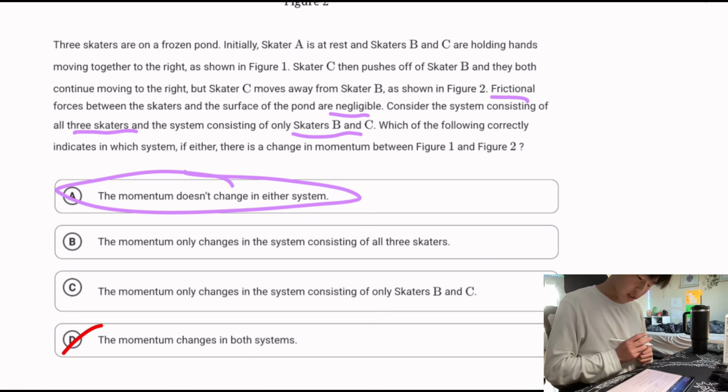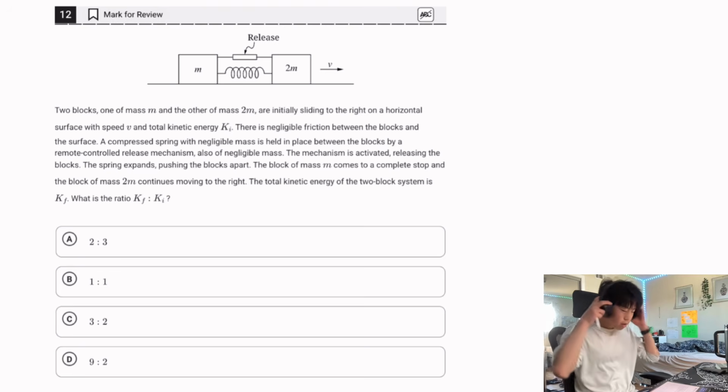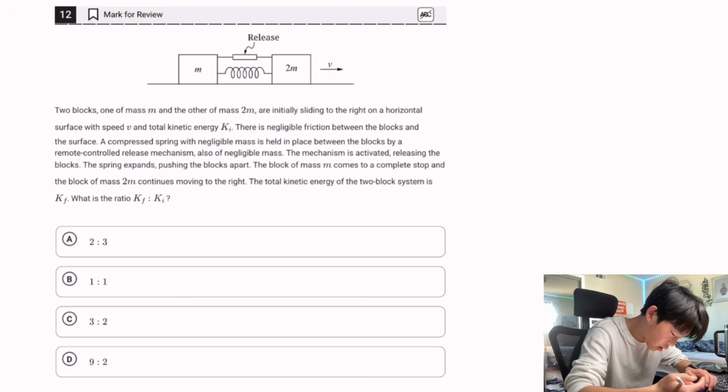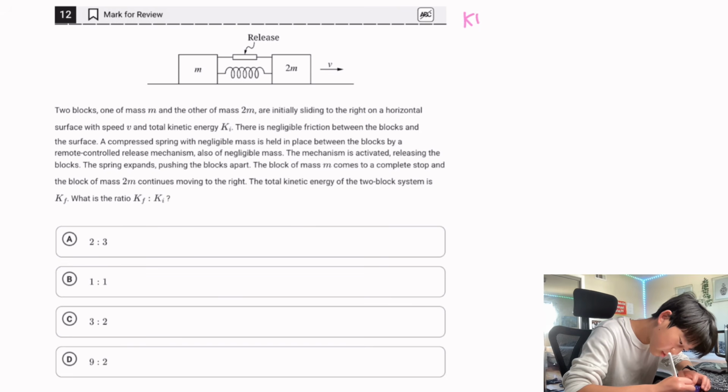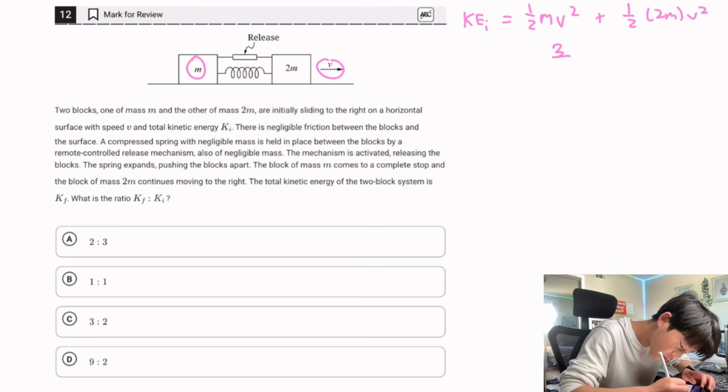Can it be D? No. So for this next question, it's asking about kinetic energy, right? Kinetic energy is just 1/2 mv squared. So we're going to write KE initial equals 1/2 m moving at velocity v squared, plus 1/2 2m v squared. So this is just 3/2 mv squared, the kinetic energy initial.